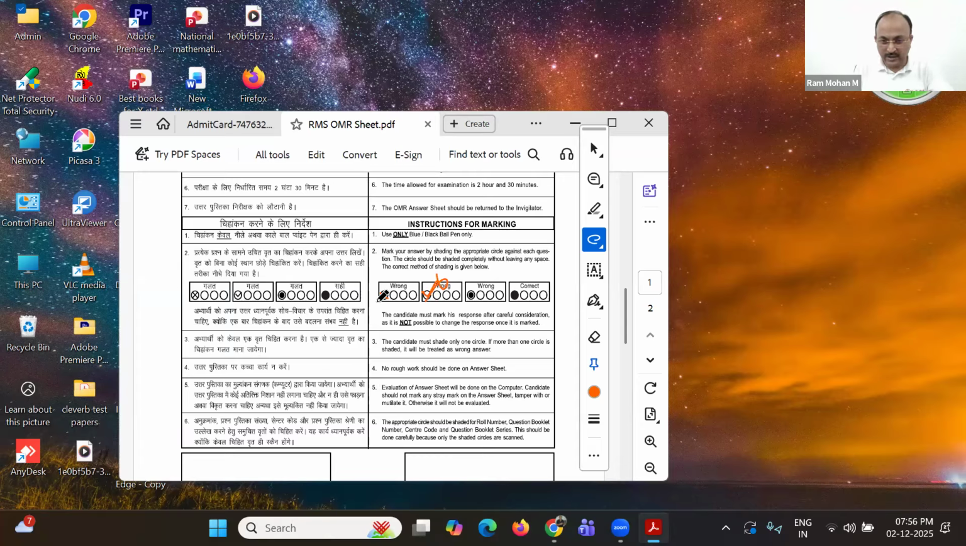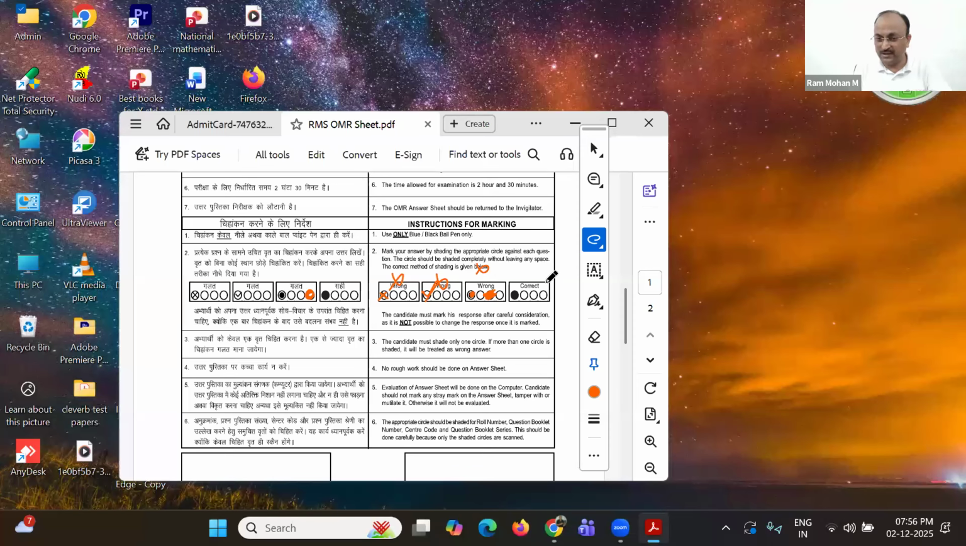Or you cannot cross mark like this. This is also wrong. You are filling only half of the circle. It's wrong. Or you are filling the circle like this, something going outside. Then the computer will take it as wrong. Or you are filling only a little bit like this and leaving something in between. The computer, when it scans, may skip that answer.